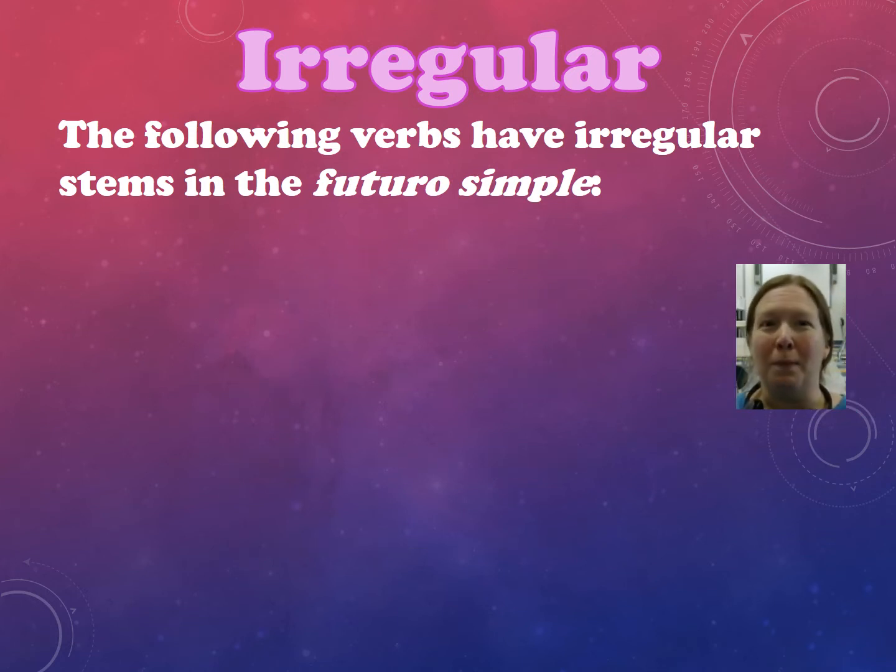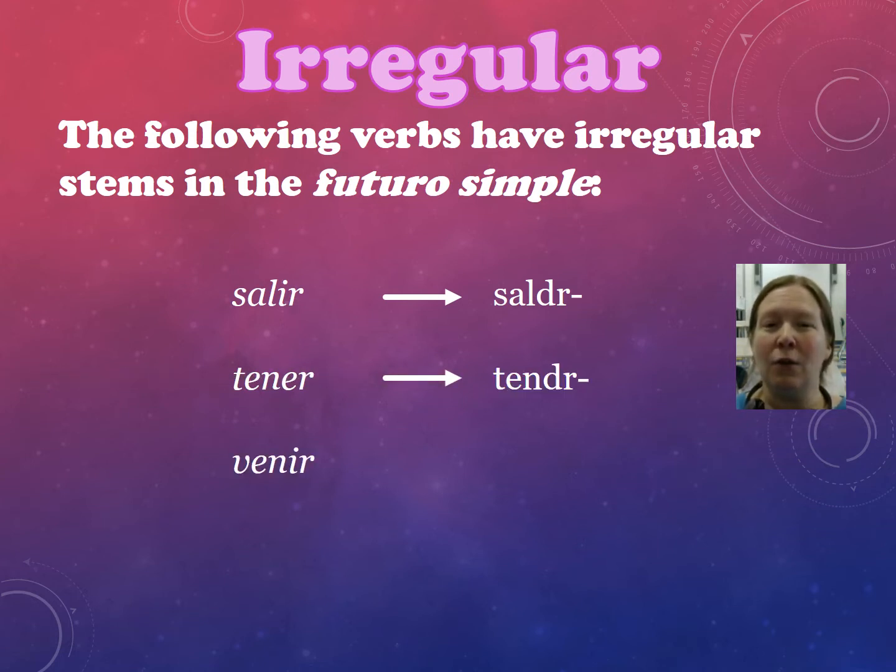There are a few more. We also have salir, which changes to saldr. Tener changes to tendr. And venir, which is a sister verb to tener, changes to vendr. So again, you can't just use the infinitive here, you have to use the irregular stem.